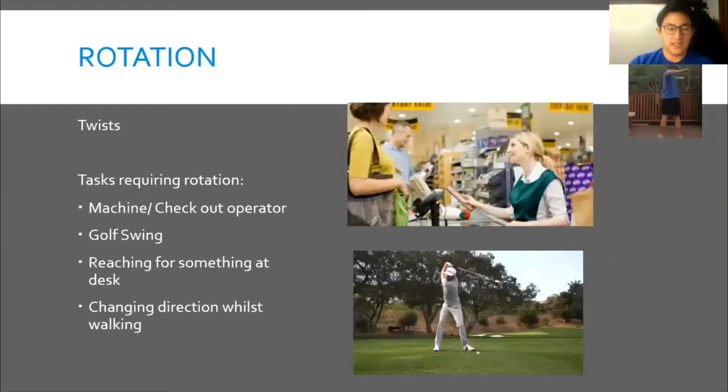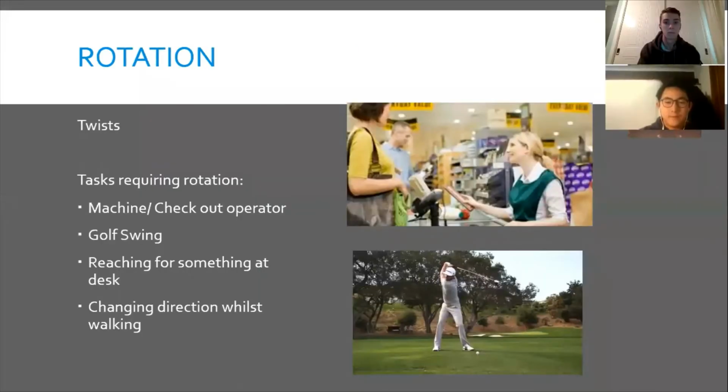We can also see that rotation is prominent in the golf swing because we need to get the big wind up and then the follow through to generate the power. You can also know rotation is needed when we are reaching for something at our desk, as well as when we're walking and changing direction. That's instigated by rotation of our spine, or the twist of the back.